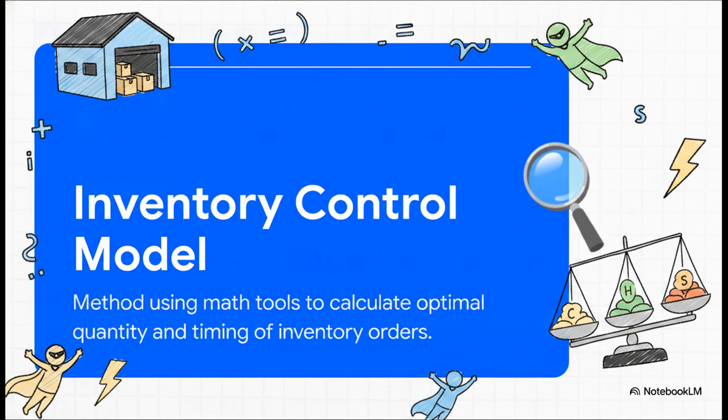To rescue businesses from this perpetual guessing game, we use what are known as inventory control models. Think of these kind of like your mathematical superheroes. They are precise methods used to calculate the absolute optimal quantity and the timing of your inventory orders. The objective here is simple but incredibly powerful: to perfectly balance your ordering costs, your holding costs, and your stockout costs so that the exact right quantity of goods is sitting there precisely when you need it.